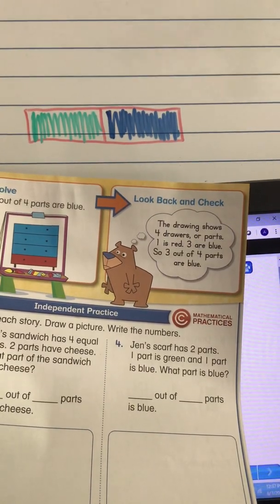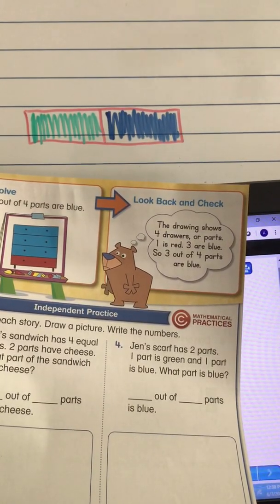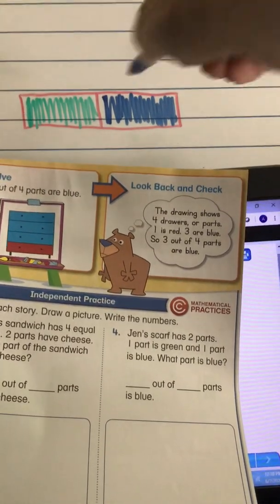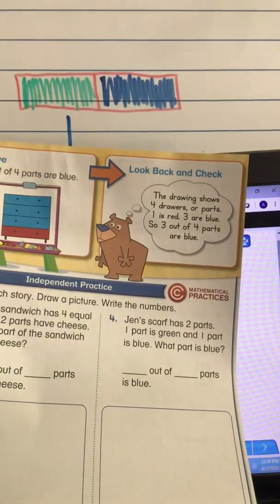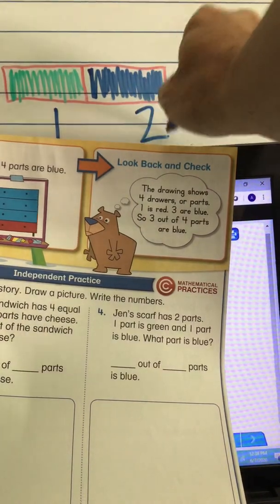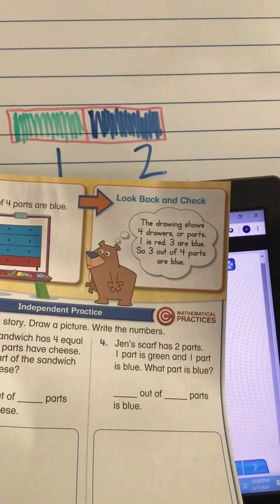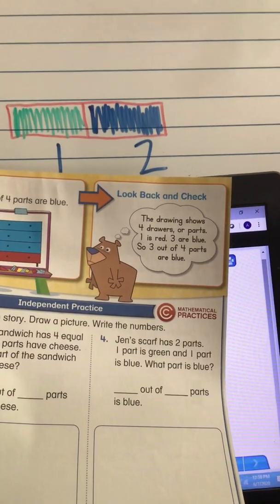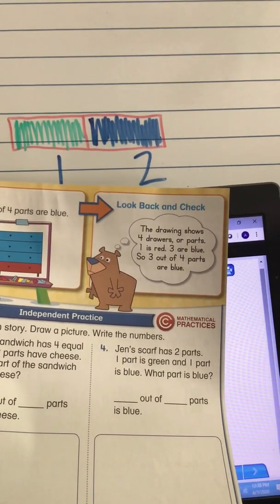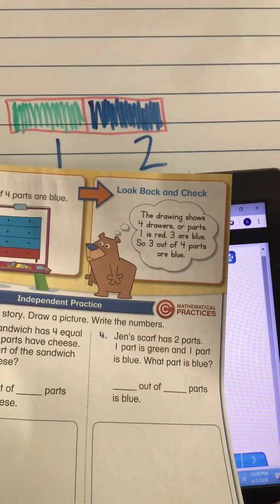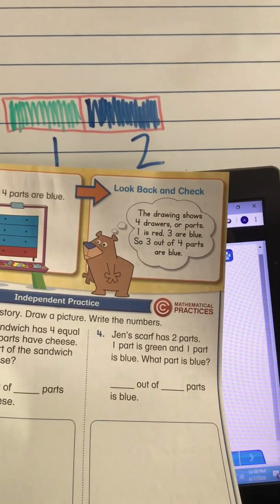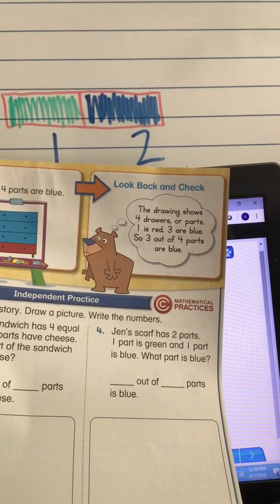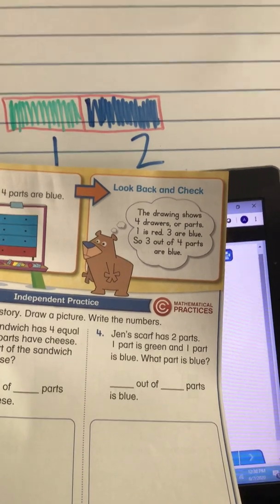Now it says how many parts are blue? Well, 1 out of the 2 parts. So on the first line you're writing 1. On the next line you're writing 2. 1 out of the 2 parts is blue. And when you are ready, go to the back page.